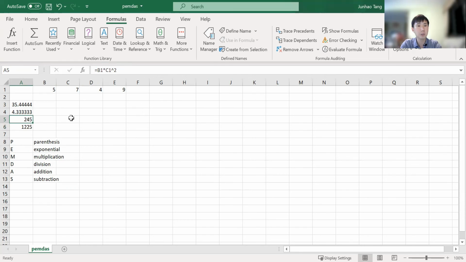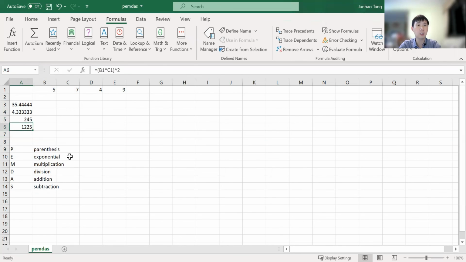As you know over here, the power comes first, then it will be multiplied by B1. So just take note of this. Parentheses will always come first, followed by exponential, multiplication, division, addition and subtraction. Addition and subtraction are the same order. Multiplication and division are the same order. And just one more thing to show you.